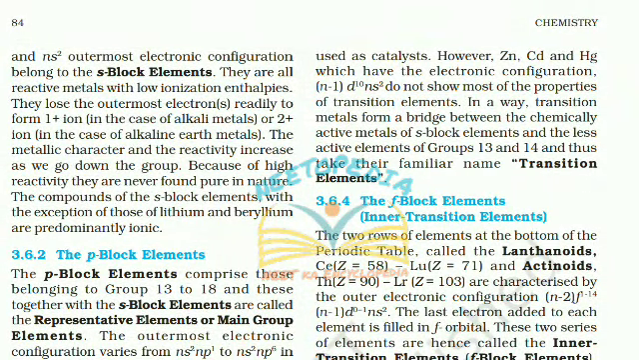However, zinc, cadmium and mercury, which have the electronic configuration (n-1)d10 ns2, do not show most of the properties of transition elements. In a way, transition metals form a bridge between the chemically active metals of the s-block and the less active elements of groups 13 and 14, and thus take their familiar name as transition elements.